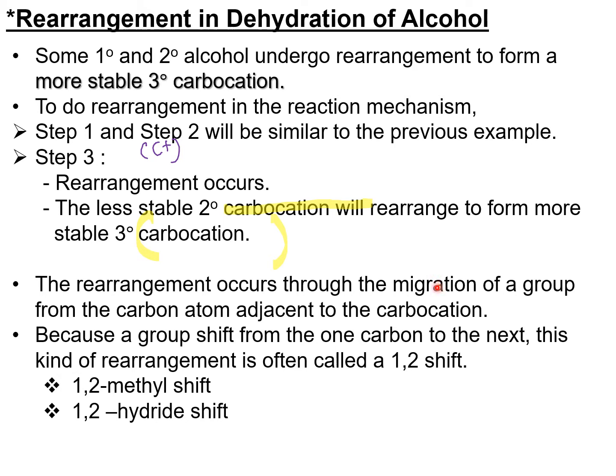And usually dekat you punya level, okay, matriculation level, you will only learn about 1,2 methyl shift ataupun 1,2 hydride shift. These two adalah sejenis rearrangement. Okay, rearrangement untuk memastikan kita akan form the more stable carbocation ion, which is tertiary carbocation ion. So apa tu 1,2 methyl shift dengan 1,2 hydride shift? Let's look at the next slide.